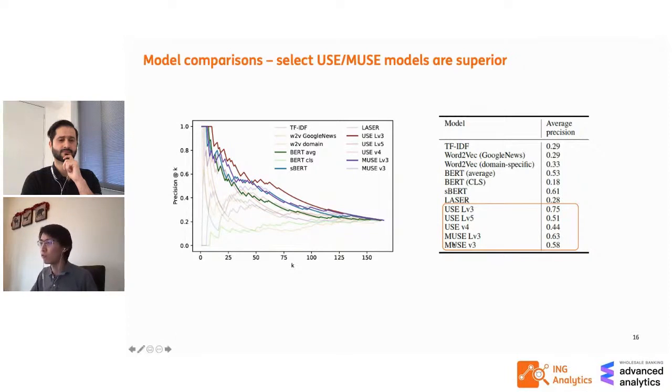So all in all, from this particular set of evaluations with many different kinds of queries, we eventually decided on using the multilingual universal sentence encoder, which has fairly good performance and is also capable of processing multiple different languages. So the next question that we asked is, can we do even better?